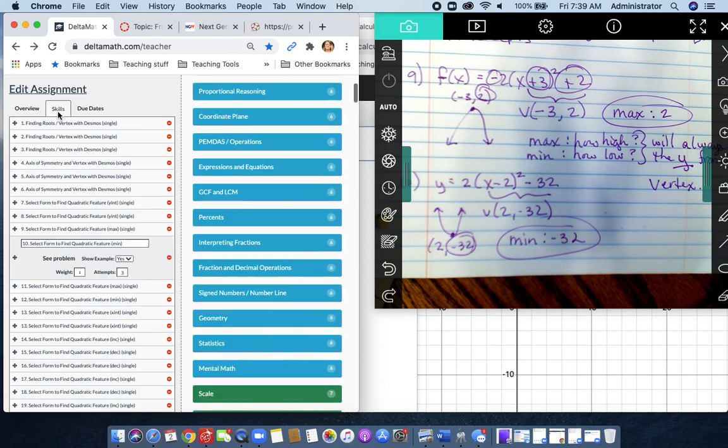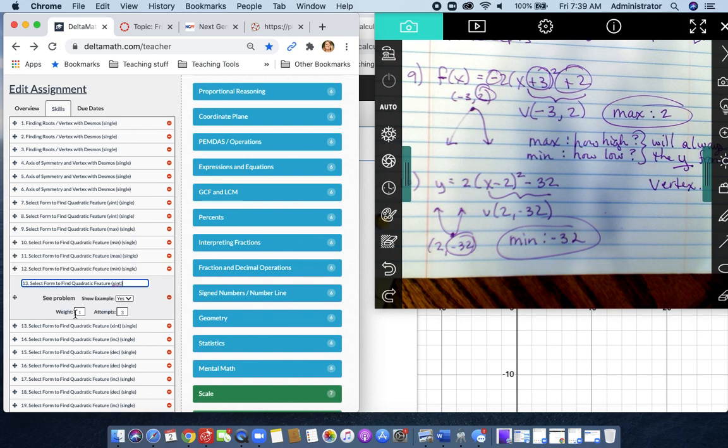All right, so go ahead and pause the video at this time and finish 11 and 12. And then you should be able to pick up on x-intercepts. X-intercepts are also easy.